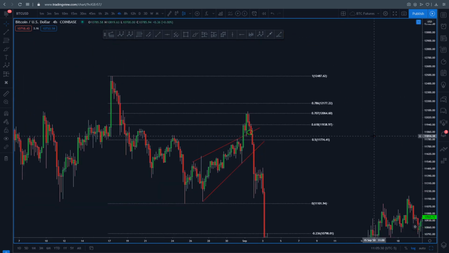I hope this gives you something to look for. I mean, these are really, really good setups if you master them and you get good at figuring out where exactly you want to get in, how much you want to risk, and all that stuff.